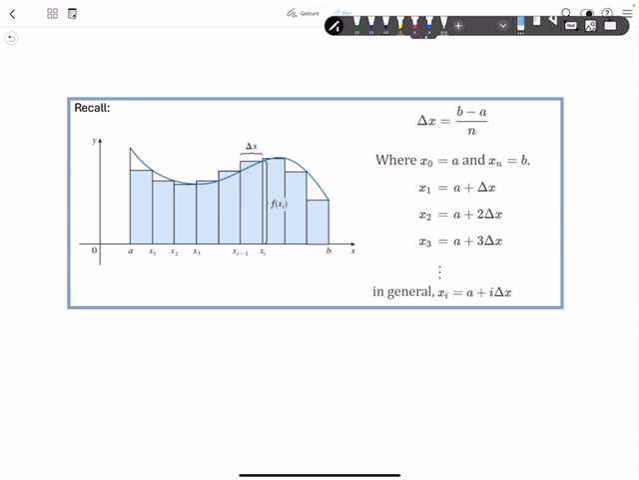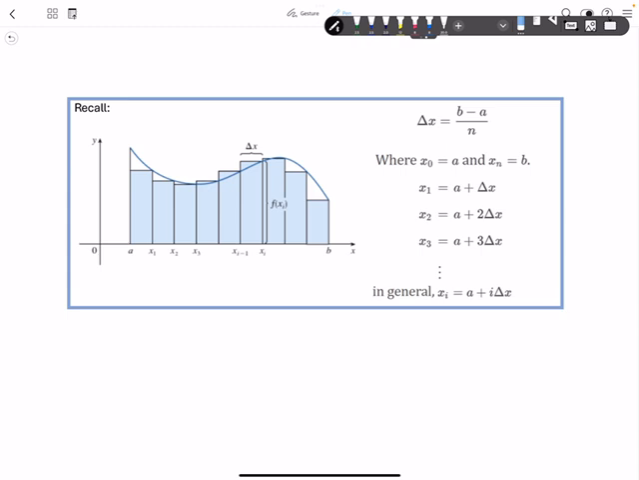Now, we might be required to provide some values for each one of the partition points, like state exactly what they are. And so we can easily calculate those. First of all, note that delta x, that is the size of each subinterval, is going to be equal to b minus a over n. So that is the total length of the interval divided by the number of subintervals.